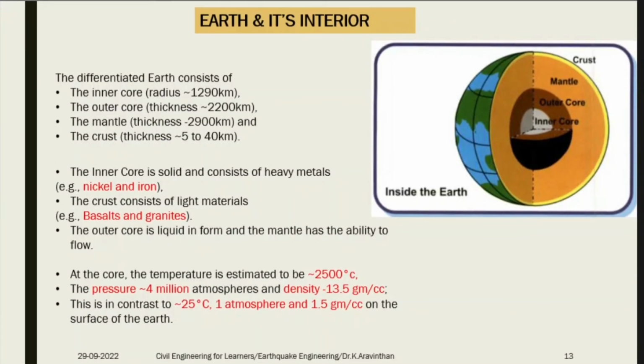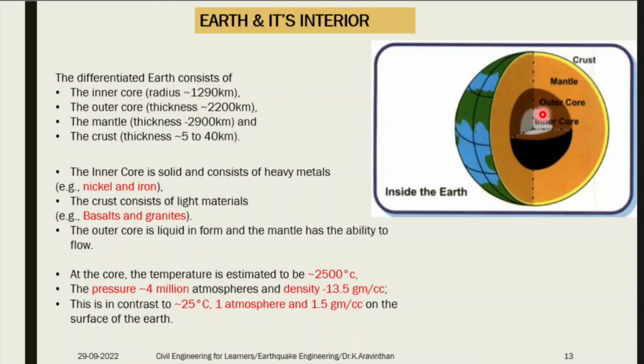Studying the earth and its interior, we will be having three layers in the earth. First one is the inner core, next the outer core of that, and above that you have the mantle. So these are the levels of earth, and the crust is the layer where you are staying and living. If you only look into the radius of the inner core, it will be 1290 kilometers.